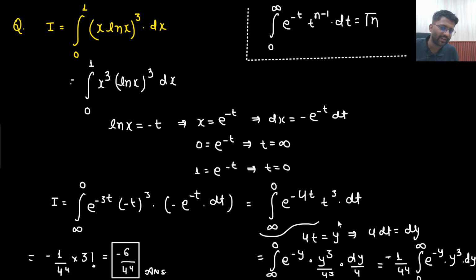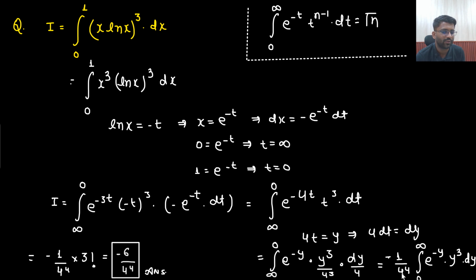Till this point we reached here, right? But in our formula, e to the power minus t is there, but here we are getting e to the power minus 4t. So 4t equals y, I assumed. Then 4 dt will be equal to dy. Then e to the power minus y. What is t here? t is y by 4. So what will be t cube? t cube will become y cube divided by 4 cube, dot dt. What is dt? dy by 4. So this will become 4 to the power 4.